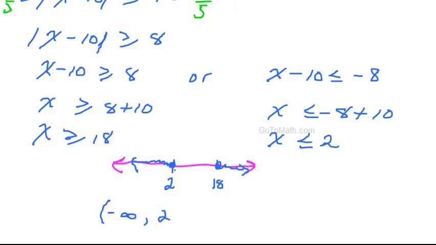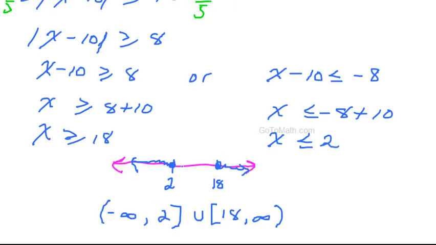Okay, and what are we doing here? We're using brackets, union 18 to infinity, like that. Now let's pick a number. For example, let's pick 10, a good number to pick in here. 10 is between 2 and 18, not in this interval. And if you were to pick 10 and plug it in right here, what do we get? We get 10 minus 10 is 0. And of course 5 times 0 is 0. And 0 is not greater than or equal to 40.